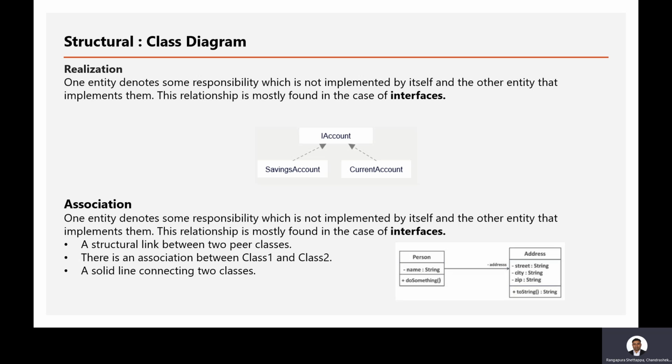Association is nothing but a relation where one class has some sort of relation with another class. It means one class is associated with another class. For example, every person has an address, which means the person class is associated with the address class. This is how two classes are associated. The association is represented by a line, as indicated here.